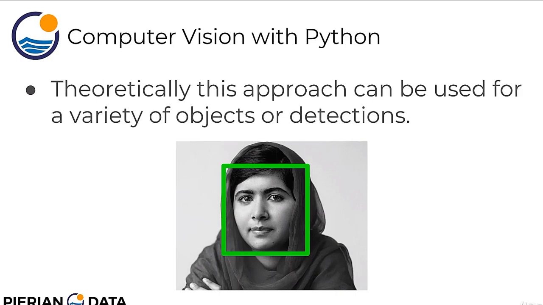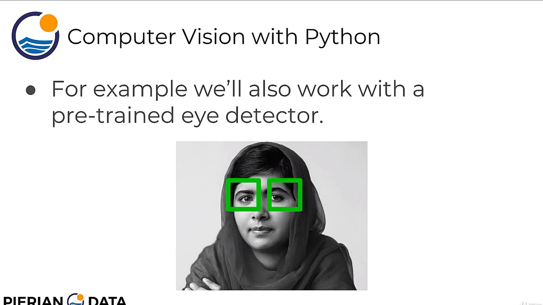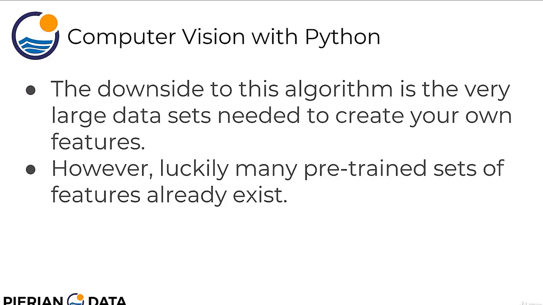Now, theoretically, this approach can be used for a variety of objects or detections, not just faces. For example, we'll also work with a pre-trained eye detector. The downside to this algorithm is that you would need a very large data set in order to create your own features or classifiers. However, luckily, many pre-trained sets of features already exist, so we'll be able to use pre-trained classifiers.